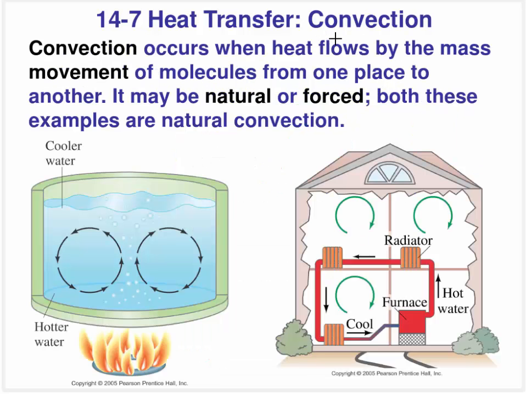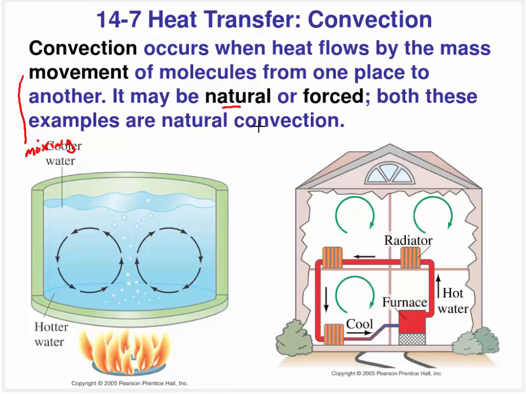Convection is the next type of heat flow, and essentially it doesn't necessarily require contact. What it's going to rely on is the fact that hot air or hot water is going to have a different density than cooler water or cooler air, and so we're going to have some mass movement or some natural mixing due to this. It can be natural or forced.